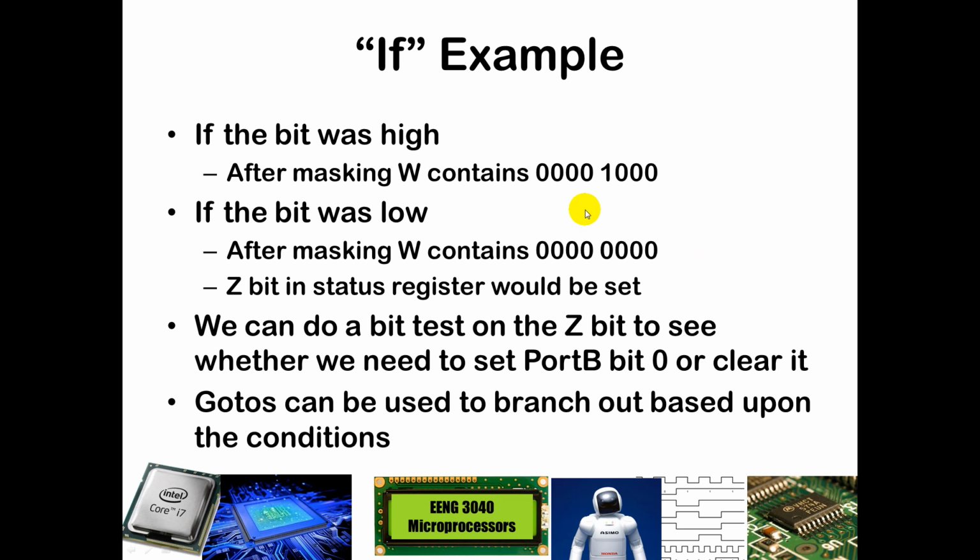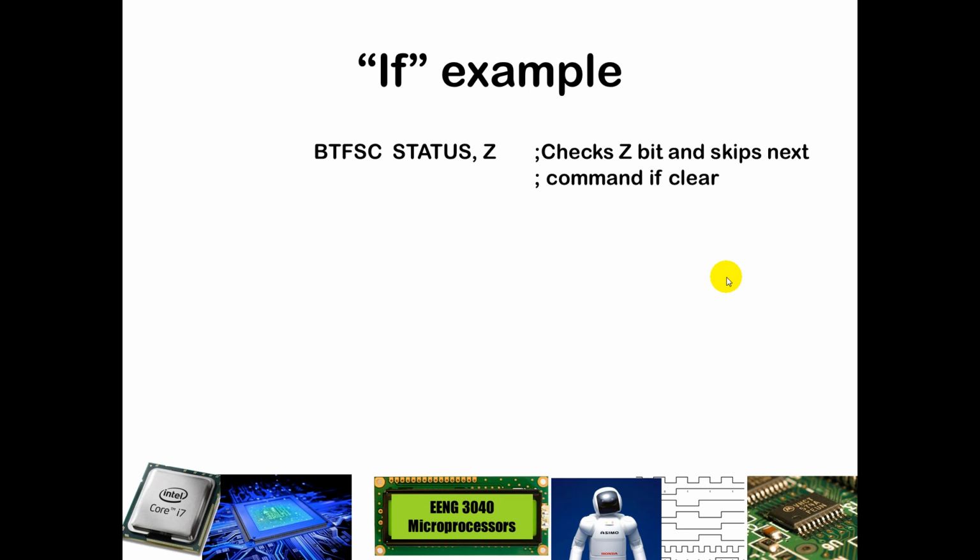We know if the result went to 0, that means that RA3 was in fact a 0. If it did not go to 0, then that means that RA3 was a 1. And so then we can use gotos to branch out to determine whether we're going to turn on port B bit 0 or we're going to turn off port B bit 0. So let's go ahead and take a look at that. So here's what we're going to do.